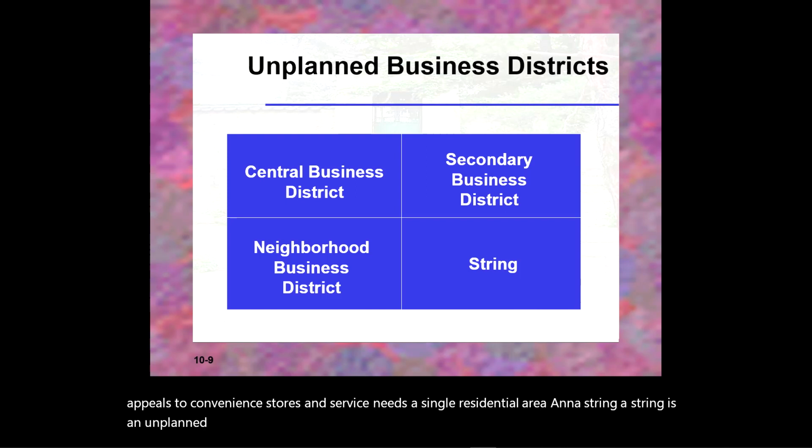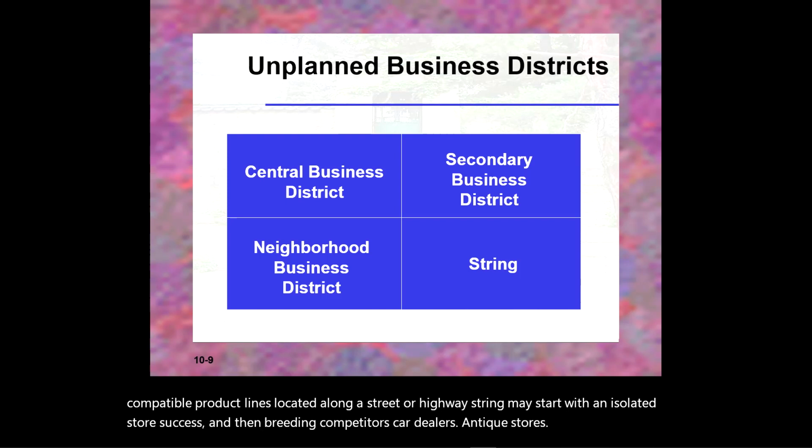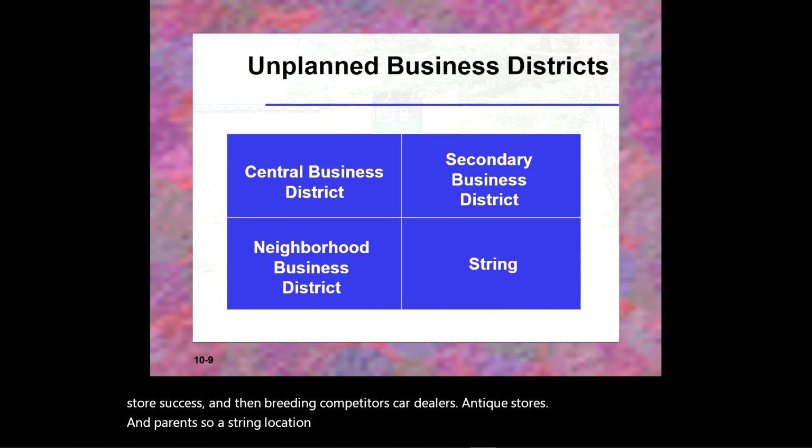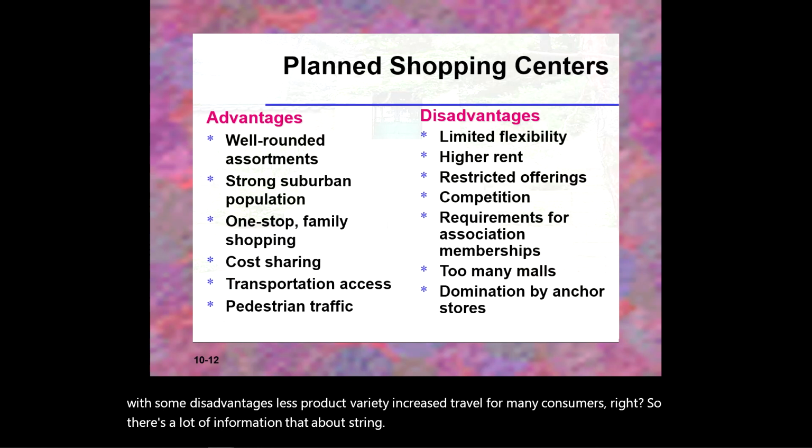And a string is an unplanned shopping area, again, comprising a group of retail stores, often with similar or compatible product lines located along a street or highway. A string may start with an isolated store, success breeding competitors: car dealers, antique stores, and apparel. So a string location has many of the advantages of an isolated store, right? Along with some disadvantages: less product variety, increased travel for many consumers. So there's a lot of information there about a string.